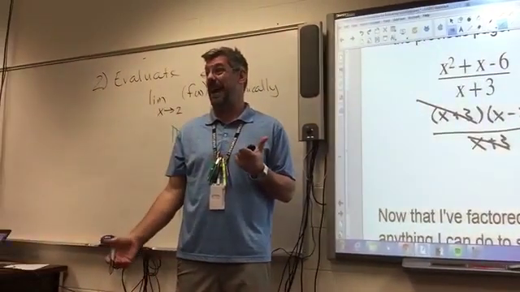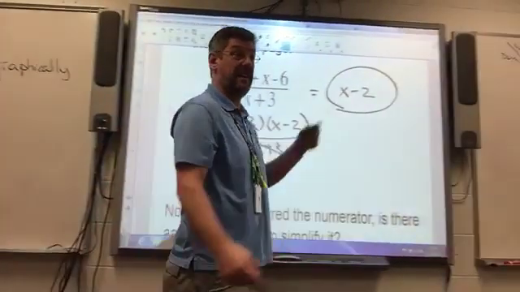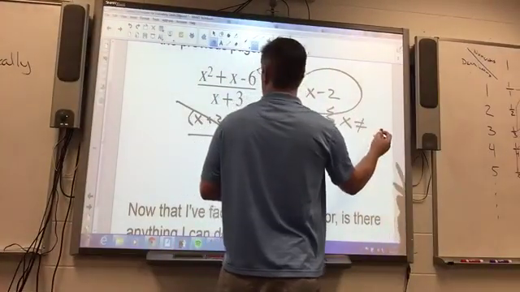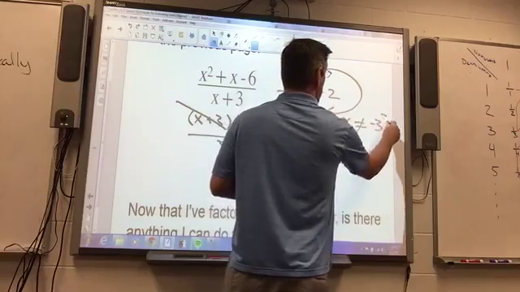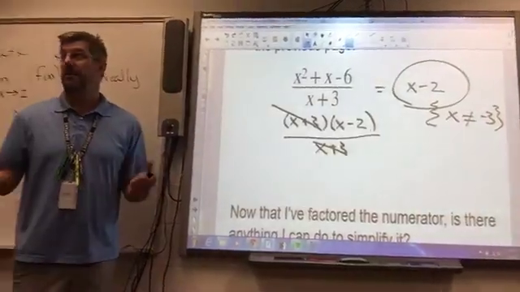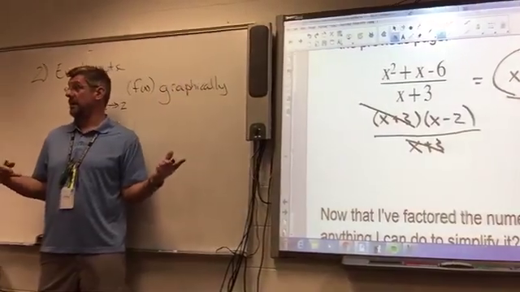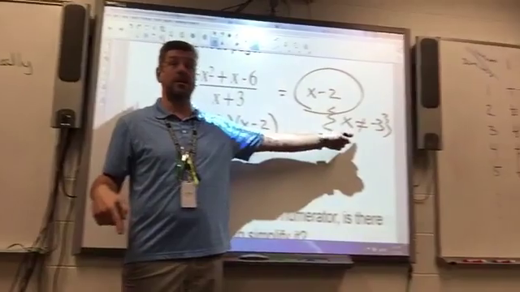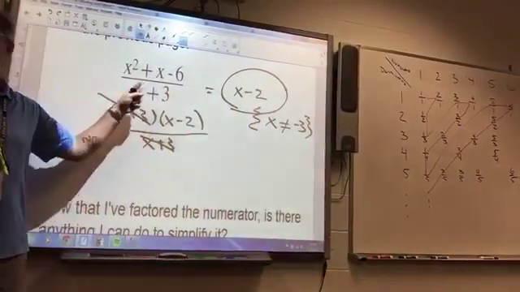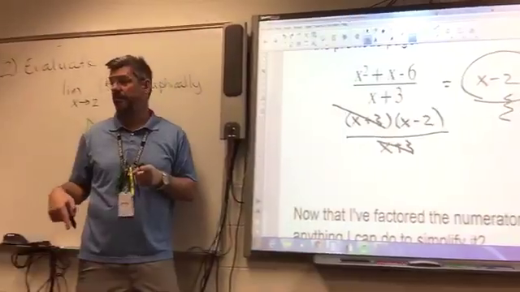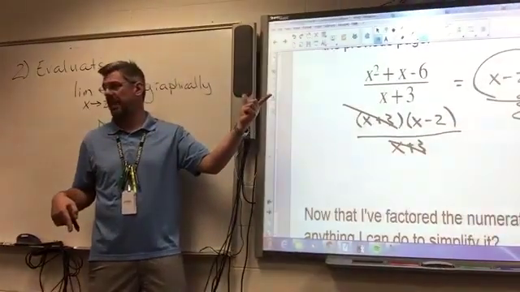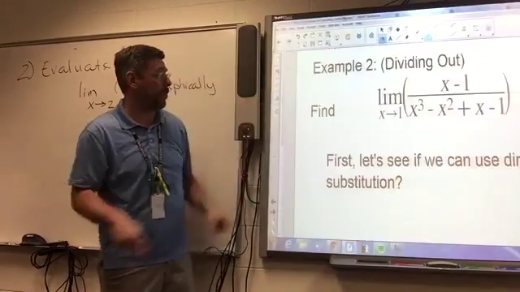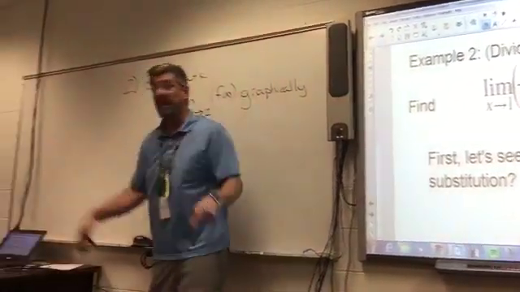Maybe set a domain for this guy. Say x can't equal -3. Now they look the same, right? Now the graphs of the two would look the same, right? There would be a hole in the same spot in this function as there is in this function, right? They do effectively the same thing. Not really the point of this lesson, but I wanted to make that point.